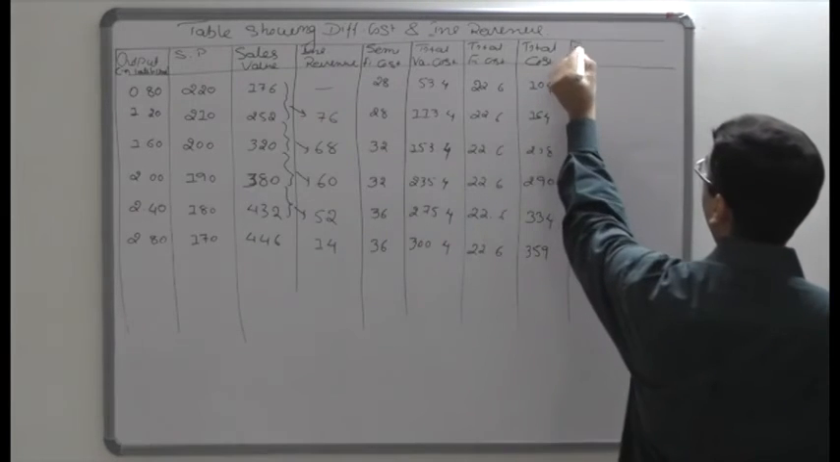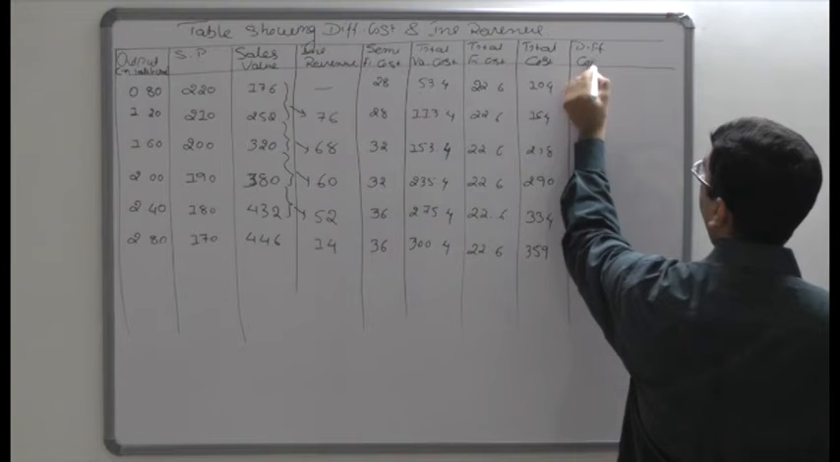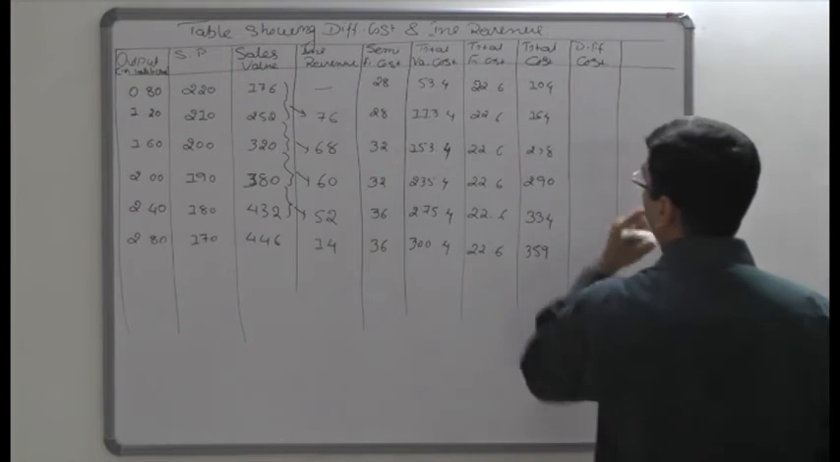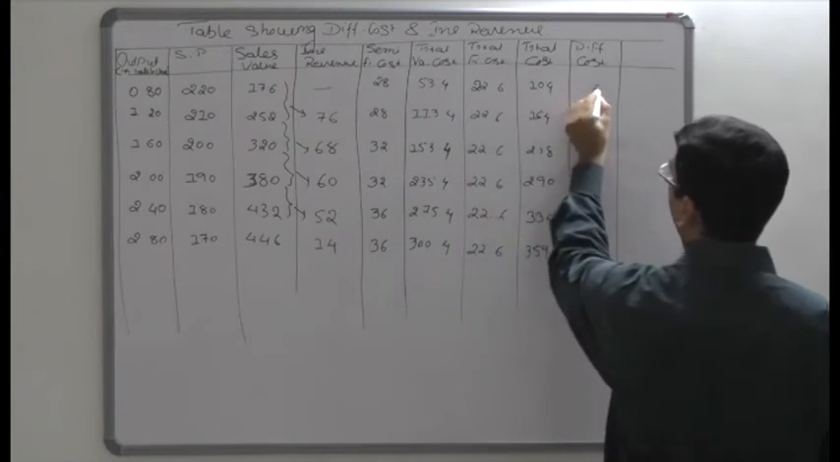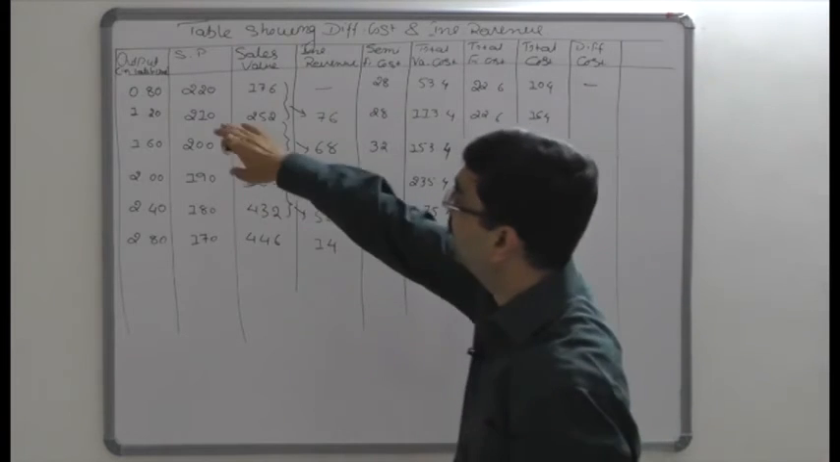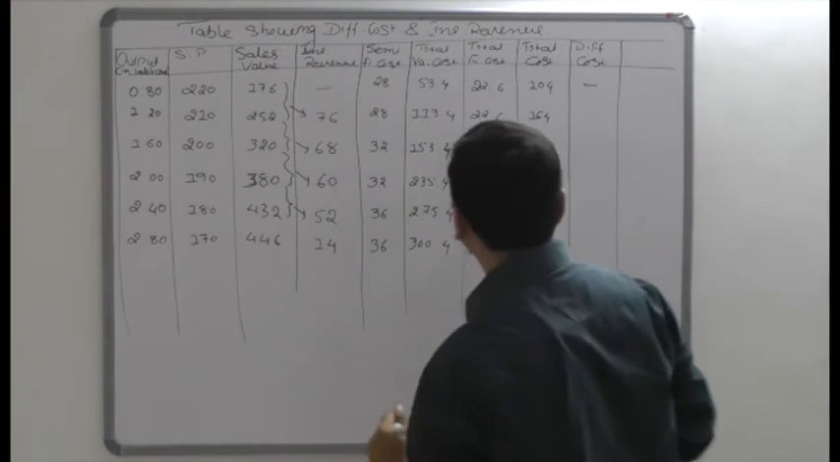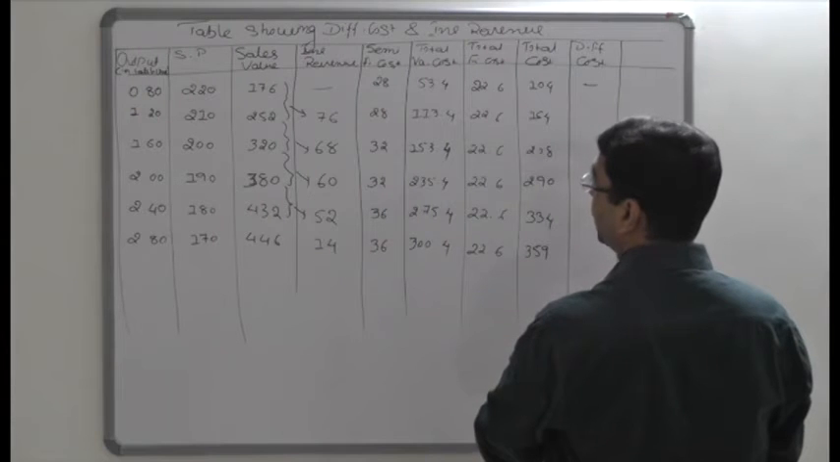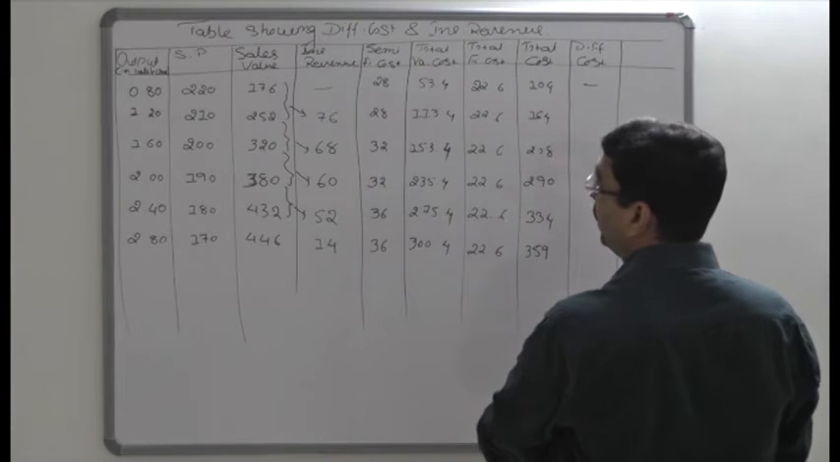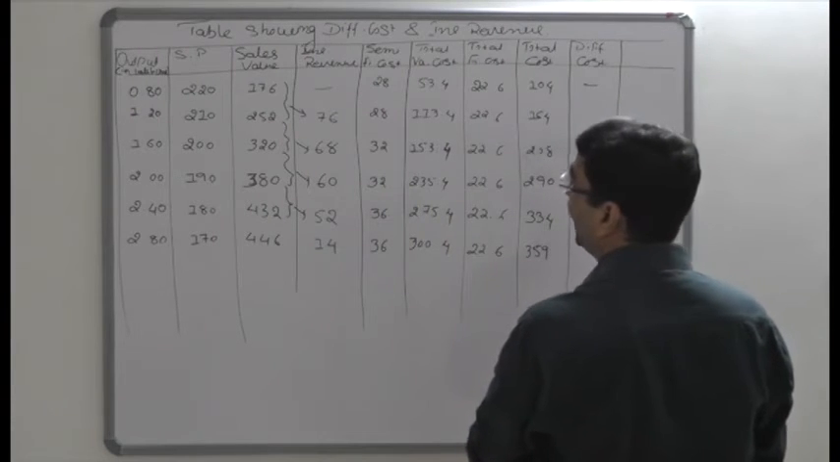So next is differential cost. In the case of differential cost for 0.80 output, it would not be identified because we don't have any output previous to 0.80. But now we can definitely compare what the changes would be in case of a differential cost for the output of 1.20.